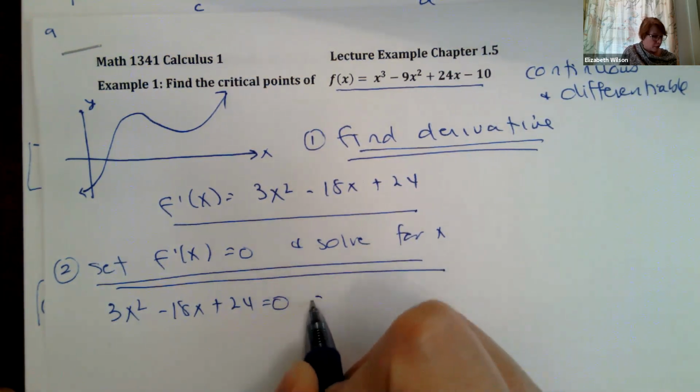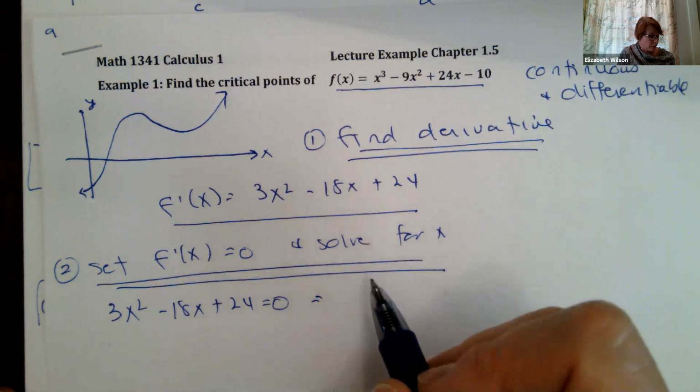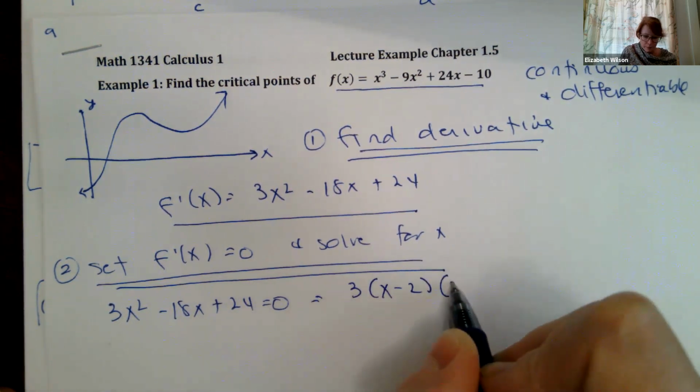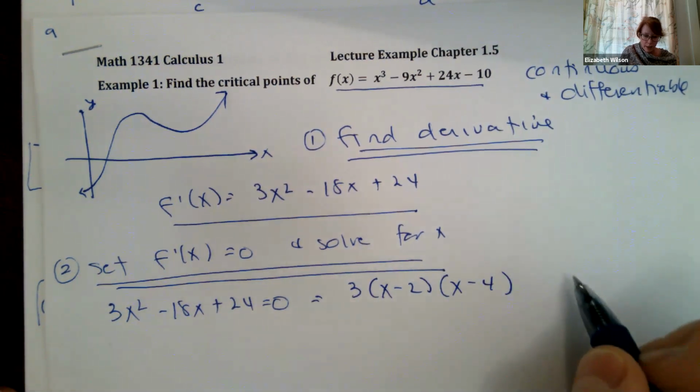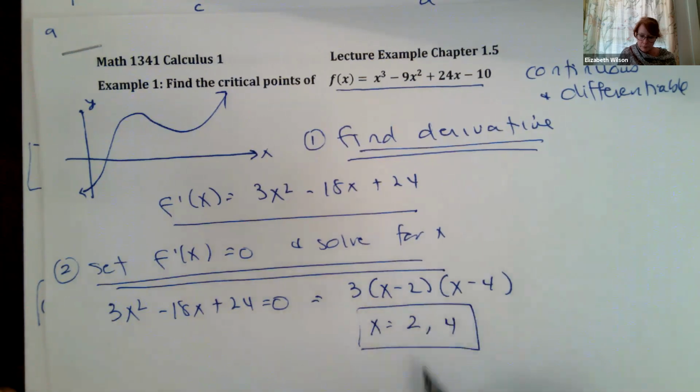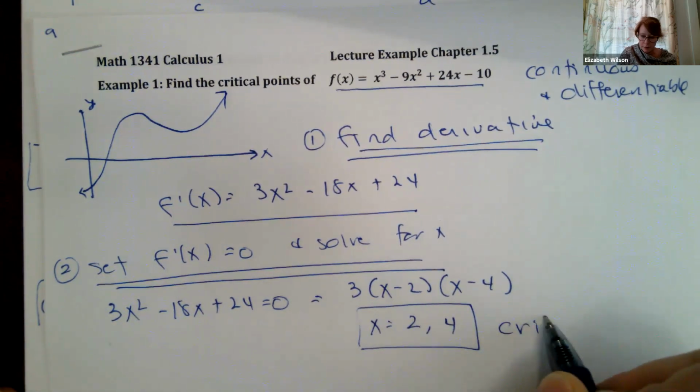So I'm going to factor this out, and I'm going to work it through. When I factor this out, I'm going to get 3 times (x minus 2)(x minus 4), and I'm going to solve for x. x is equal to 2 and 4. These here are my critical points.